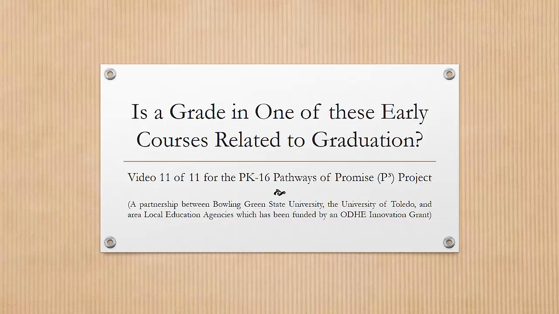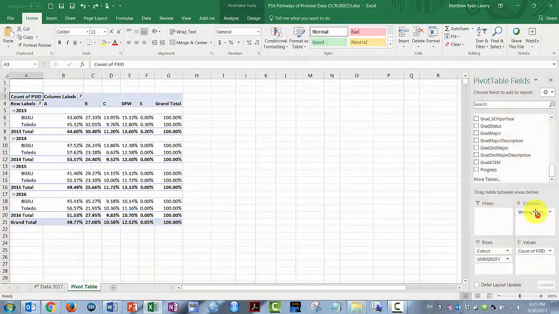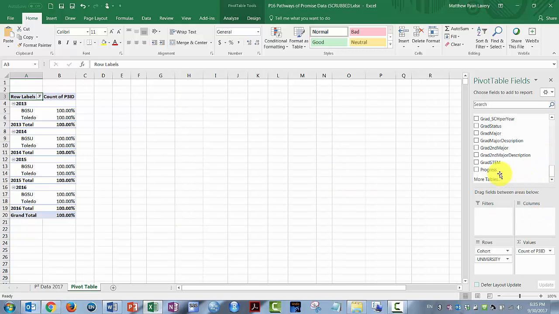I'm Matt Lavery, and in this video I'm going to show you how to look at the relationship between the grades in one of the early courses that we looked at in the last video and what those grades might mean for graduation ultimately. So I'm going to go ahead and start by dragging the course out of the columns spot. And I'm going to put the progress indicator back there.